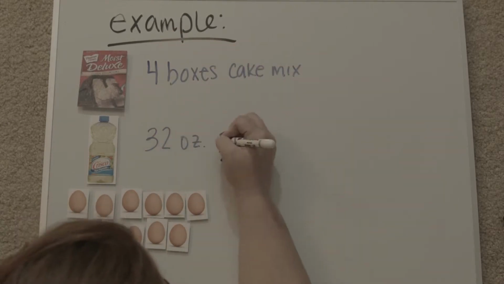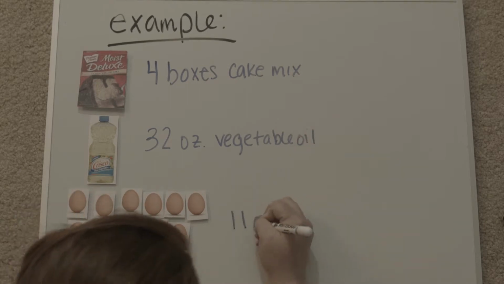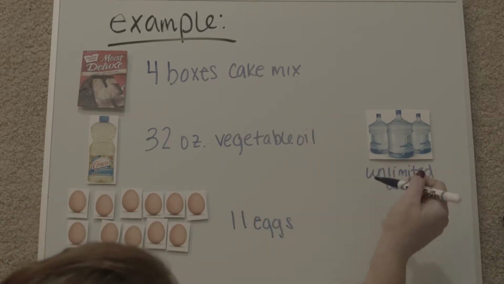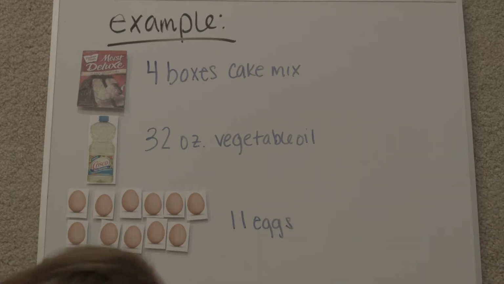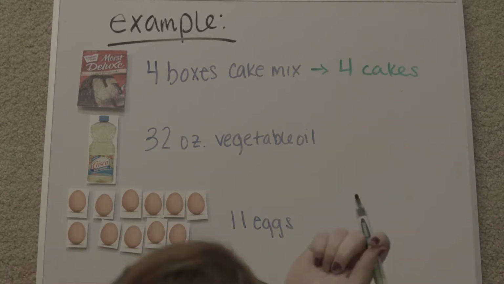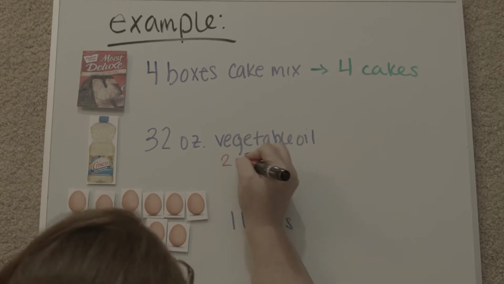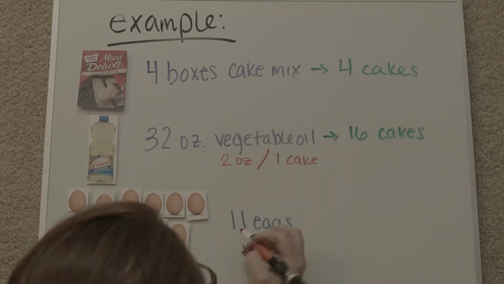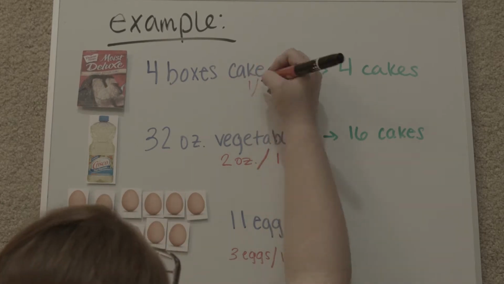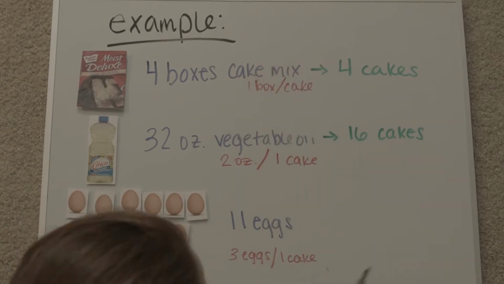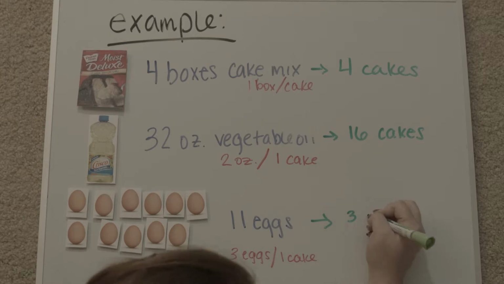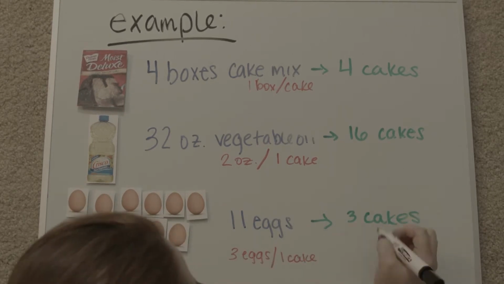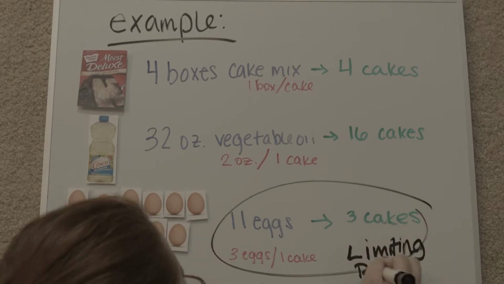Okay, 32 ounces of vegetable oil. It's got how many is in a bottle, maybe 11 eggs, and then water, but that's unlimited, so that doesn't really matter. Okay. So 4 boxes of cake mix, you get 4 cakes. 32 ounces of vegetable oil, 2 ounces per cake, so you have 16 cakes. 11 eggs, 3 eggs per cake, 3 cakes. It's the least amount of cakes you can make, so the eggs are your limiting reactant.